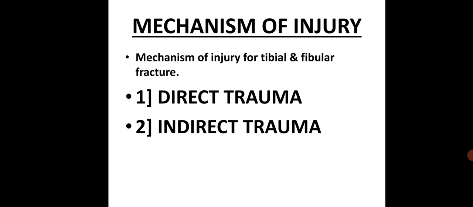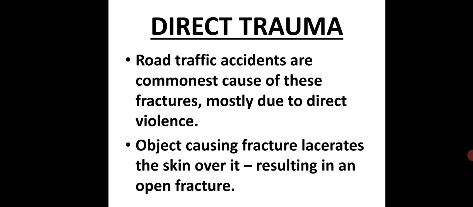Mechanism of injury. The tibia and fibula may be fractured by a direct or an indirect injury or trauma. Direct injury, it can be road traffic accidents. These are the most common cause of these fractures, mostly due to direct violence. The fracture occurs at about the same level of both the bones. Frequently, the object causing the fracture lacerates the skin over it, resulting in an open fracture.